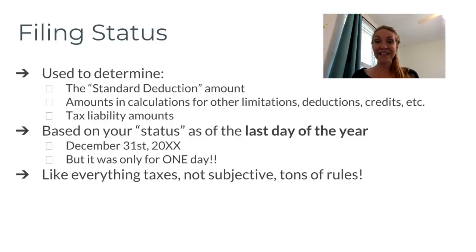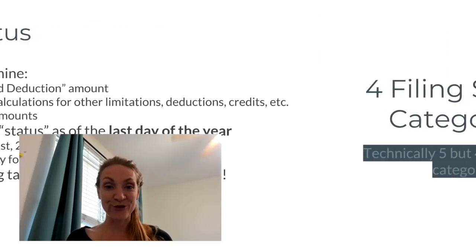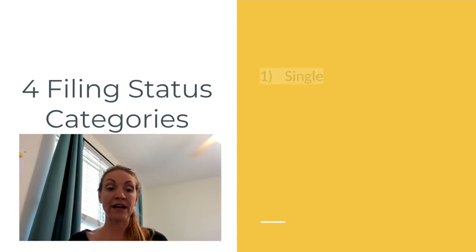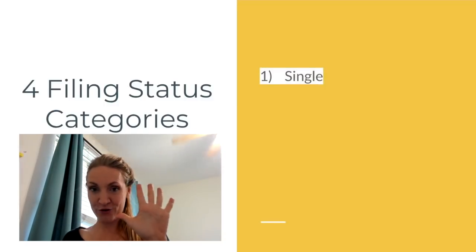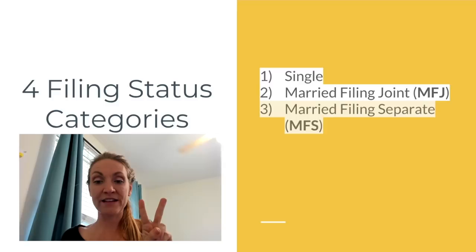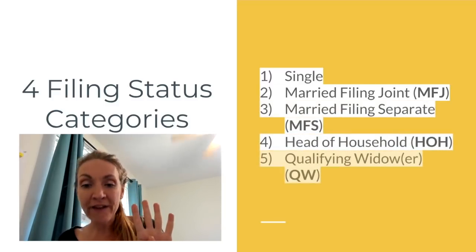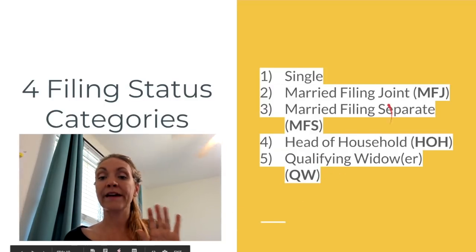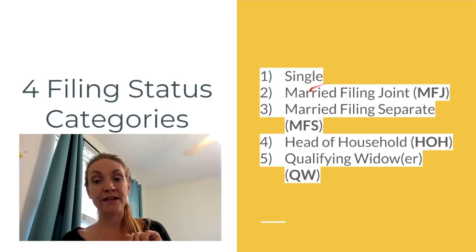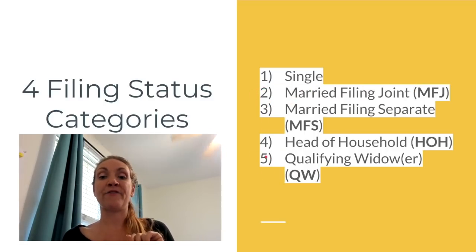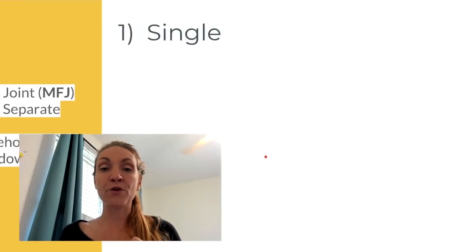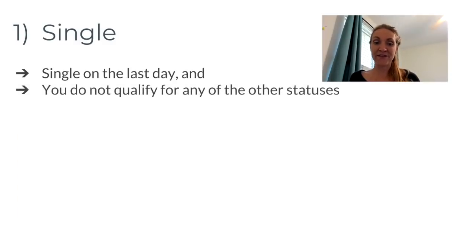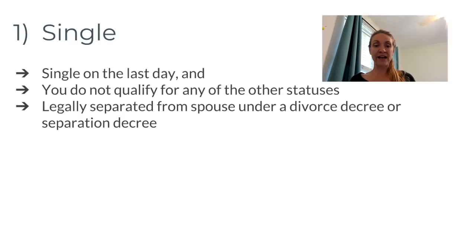Now, choosing a filing status is not subjective. There's many rules. So there are 4 essential filing status categories, but we have 5 actual groups. So there's single, married filing joint, married filing separate, head of household, and qualifying widower. Now, basically what happens is the qualifying widower gets to file as married filing joint, and so number 2 and 5 are essentially one category for most amounts and things like that. So first, to be single, you have to be single on the last day of the year. You don't qualify for any of the other statuses.